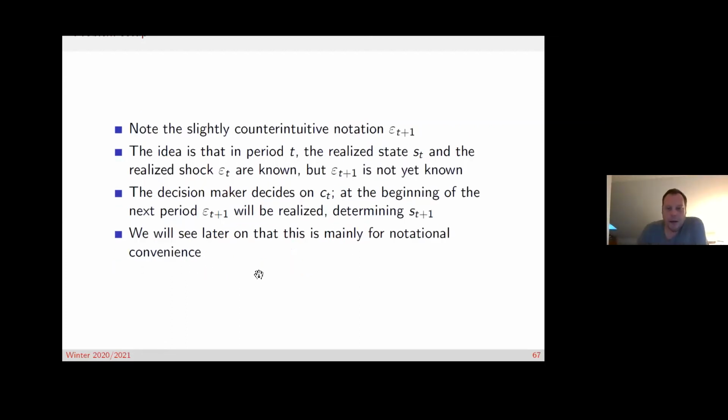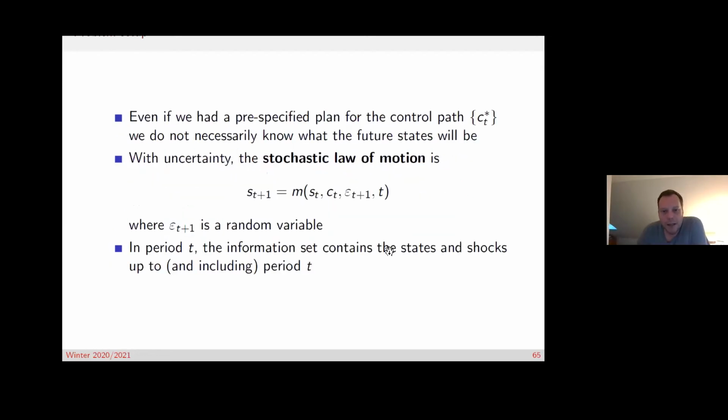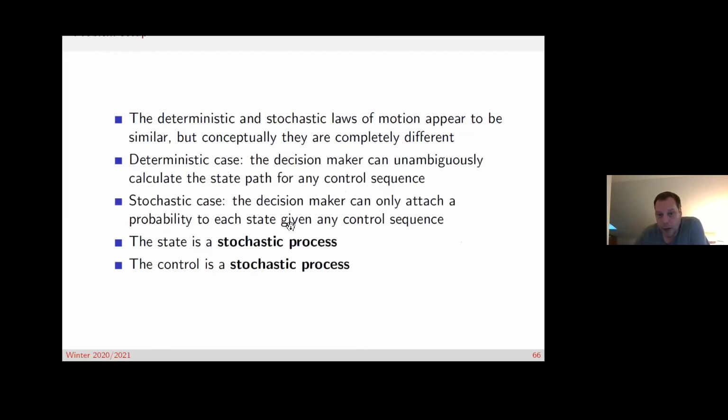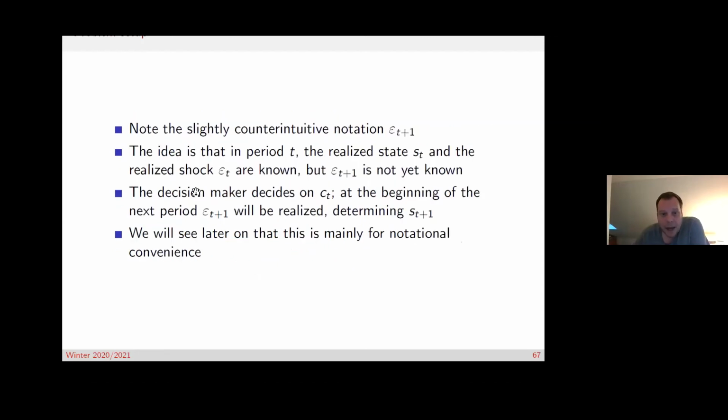Okay, some words on notation. We have here that the state that we are in tomorrow is a function of the realization of the shock of the random variable in t+1 as well. And the idea is that once the decision maker decides on the control, he or she has the information that is currently available.